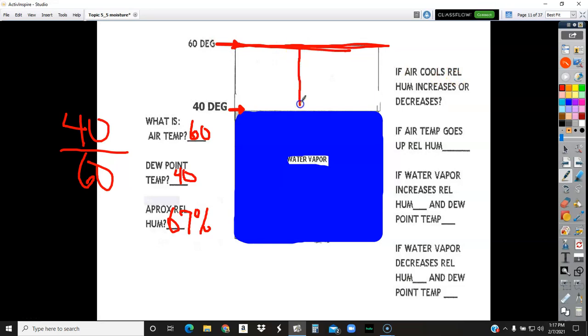It says if the air temperature cools, so if we take this line, the air temperature, now cool it down toward the dew point, would humidity increase or decrease? Well, if you basically make the box smaller, keep the same amount of water, the humidity would go up, right? It's going to have more water in it, percentage-wise.